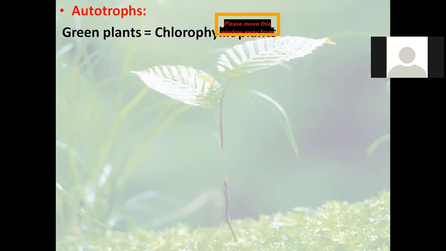Yes, but what do we mean by chlorophyll plant? They have the pigment. What do we call the pigment? It's called chlorophyll. So whenever we say chlorophyll plants, we are talking about the green plants, meaning that they contain the green pigment, which is the chlorophyll. Also, autotrophs, green plants, chlorophyll, all of them have the same meaning.